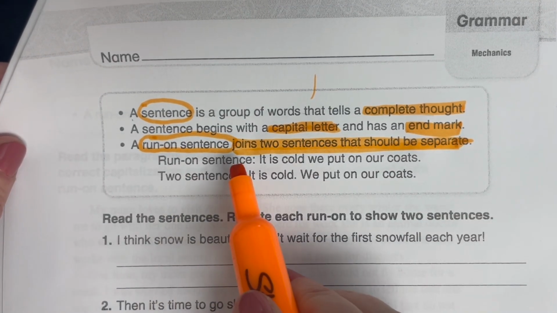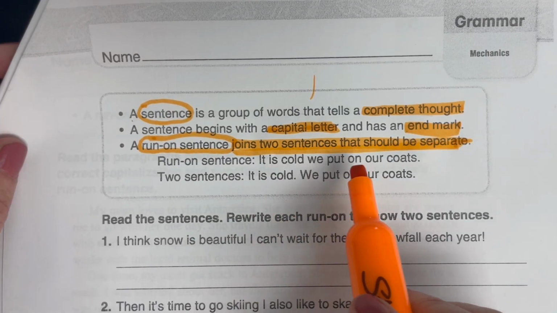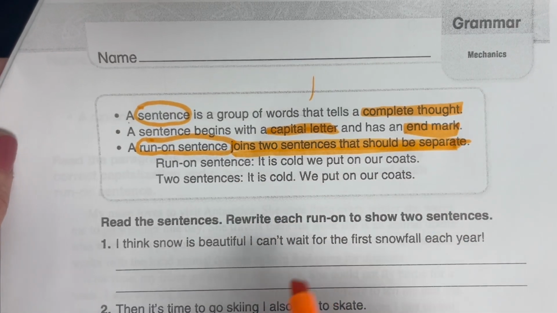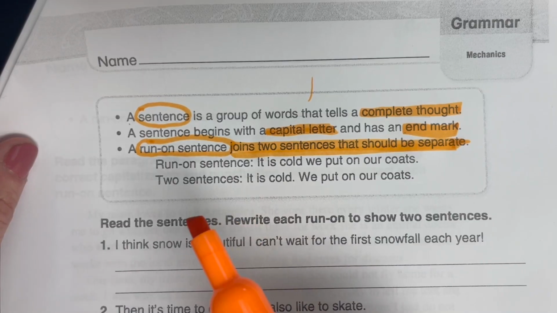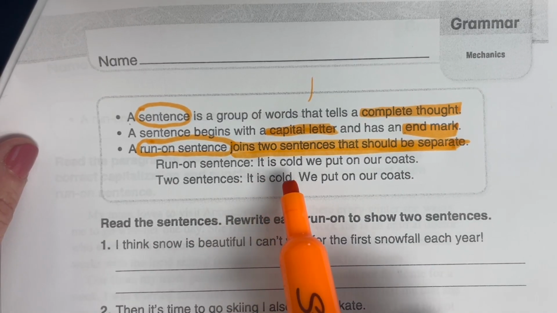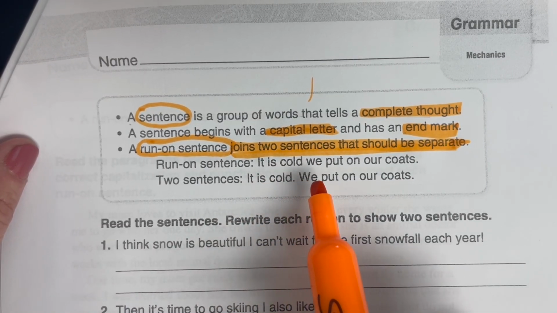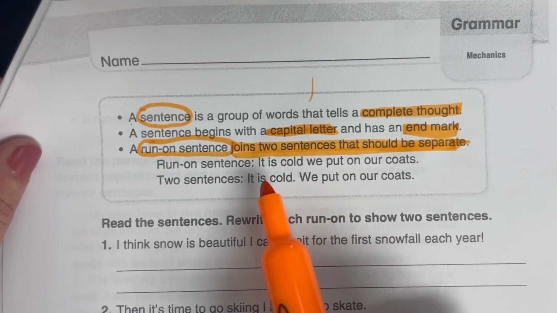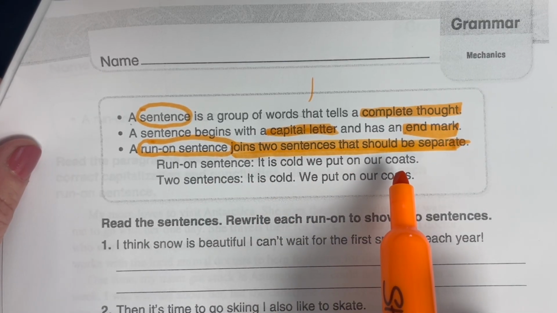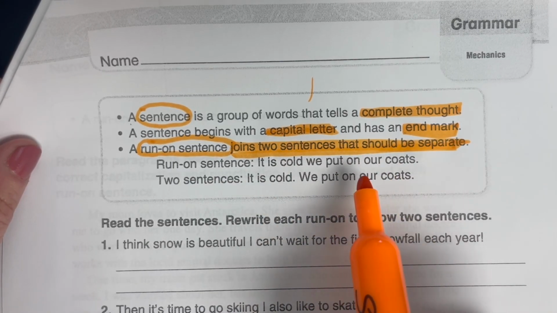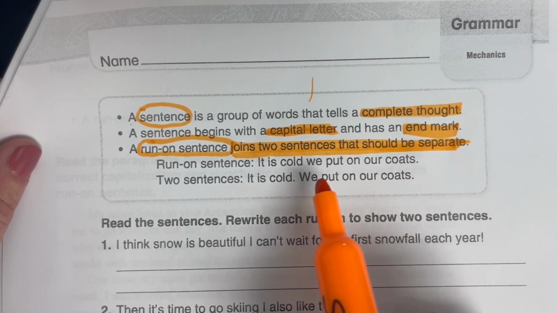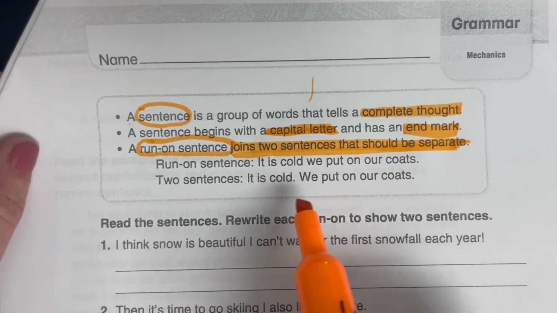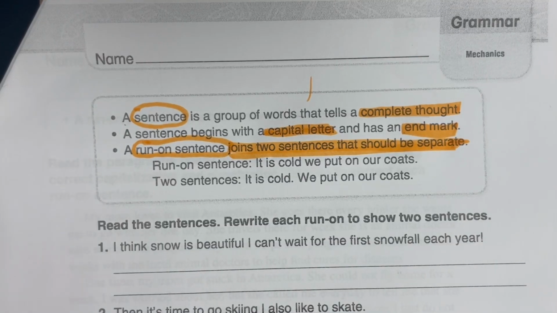Here's an example, a run-on sentence. It is cold, we put on our coats. But if I break this into two sentences, I can see it is cold, period, new idea, we put on our coats. That is much easier for the reader to understand and make a picture in their mind. It's also easier as you're reading to figure out where to stop so that you can organize your thoughts. So this is why we do it, to be organized and to be as clear as possible.